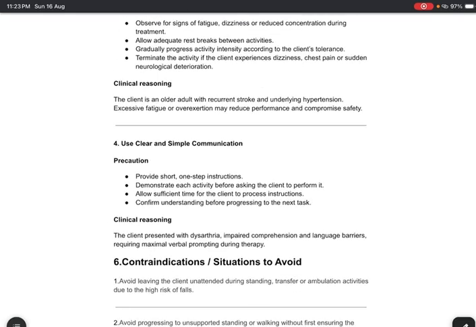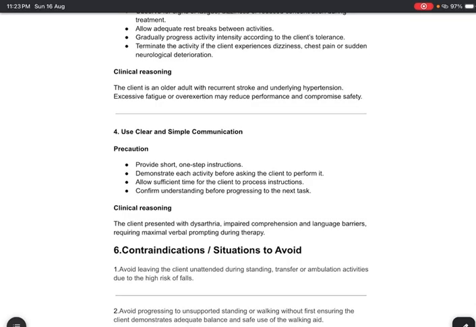Lastly, communication was modified according to Mr. K's condition. Short and simple instructions were provided, with one instruction given at a time. The activity was demonstrated before asking Mr. K to perform it. Additional processing time was provided. His understanding was confirmed before progressing to the next step. This was necessary because Mr. K demonstrated slurred speech, comprehension difficulties, poor attention, and easy distractibility during the assessment.